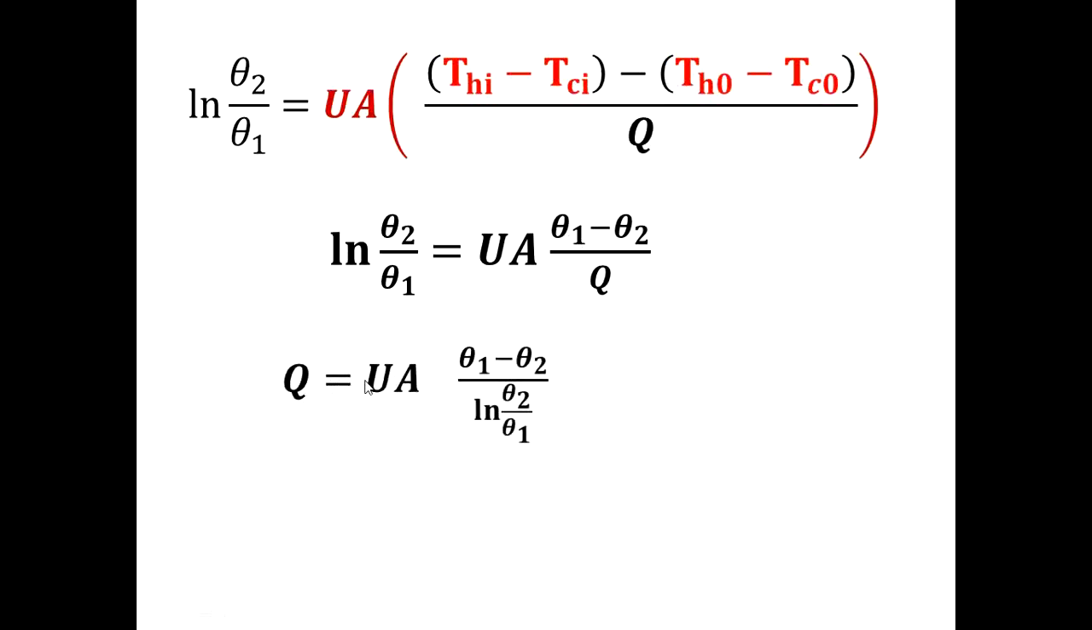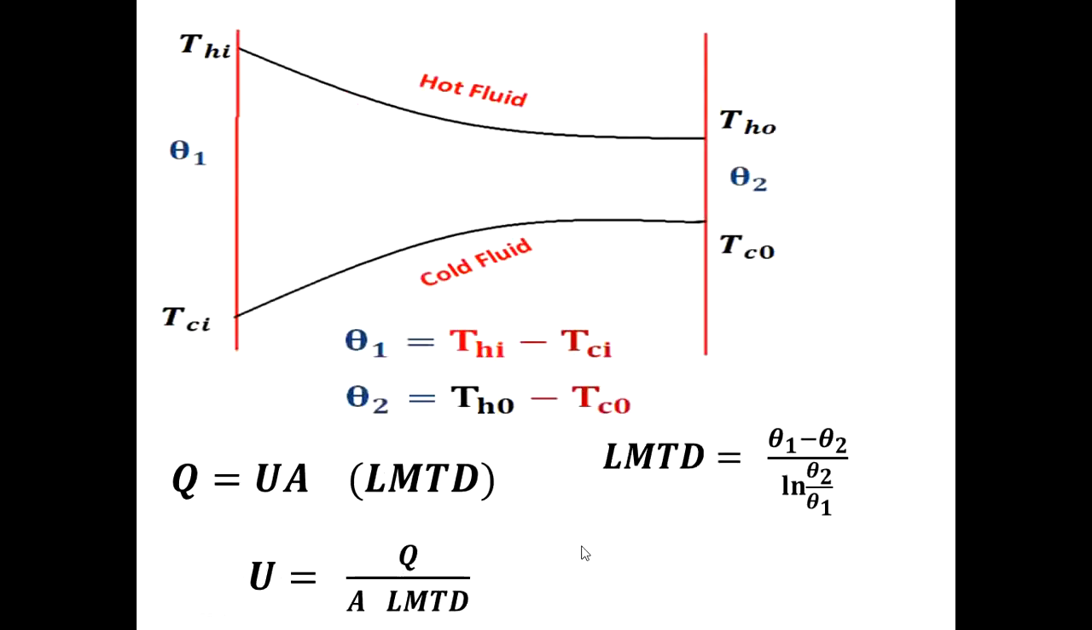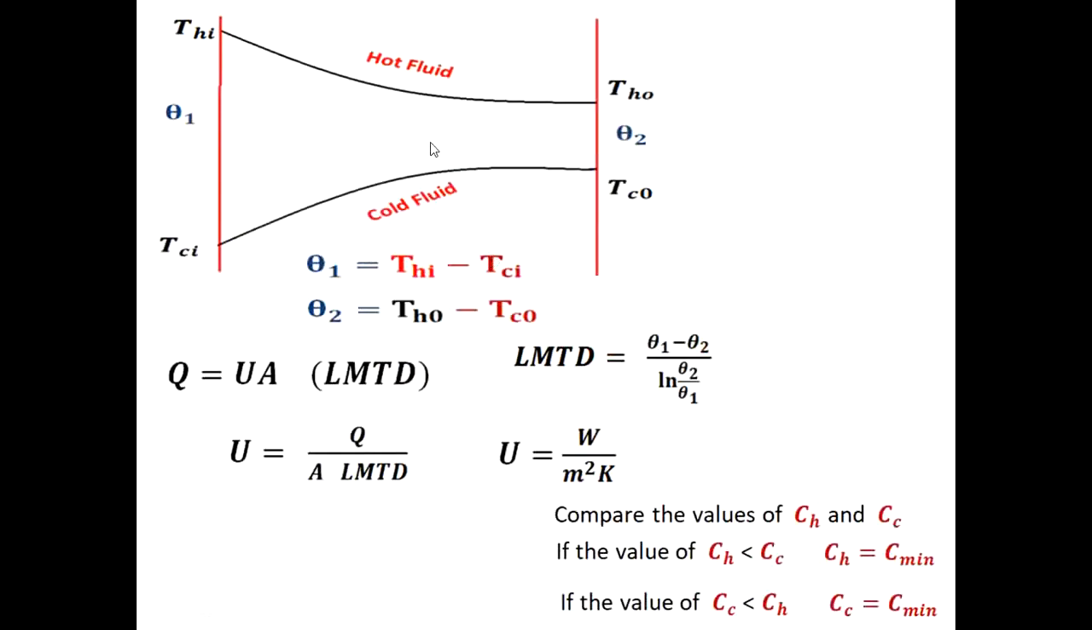Therefore Q is equal to UA into theta 1 minus theta 2 divided by ln of theta 1 divided by theta 2. This is the term we call the logarithmic mean temperature difference. The LMTD is equal to theta 1 minus theta 2 divided by ln of theta 1 divided by theta 2. The overall heat transfer coefficient is in watt per meter square Kelvin. These are the very important steps in your LMTD derivation of the parallel flow heat exchanger.